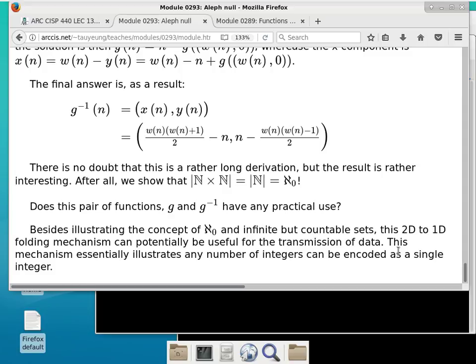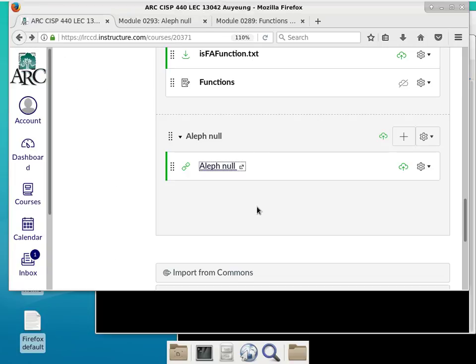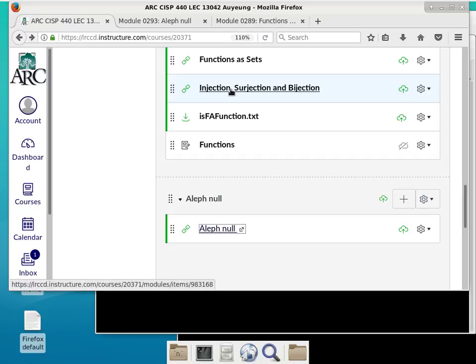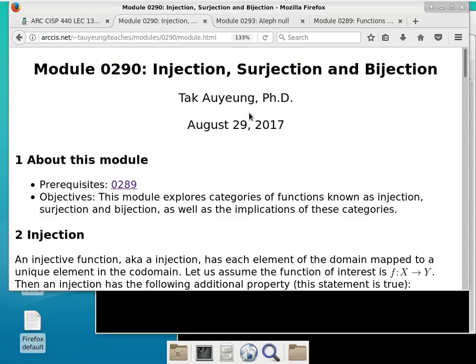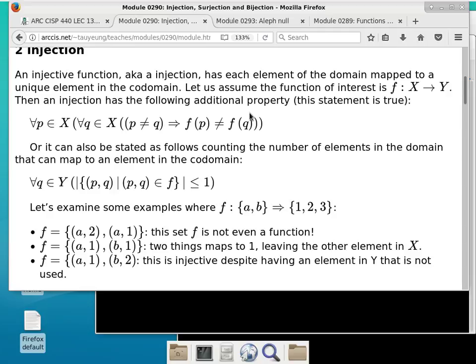All right, so we're going back here. This is where we want to end up at, probably by sometime next week. So today we have to talk about injection, surjection, and bijection, and these are all words describing functions. Okay, so we start with injection.